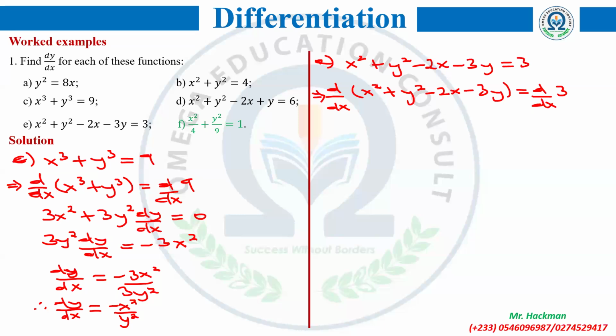We are going to do that mentally. So it will be d/dx of x squared, which will give us 2x. Do you agree? Yes, please. d/dx of y squared, which will give us our usual 2y dy/dx.